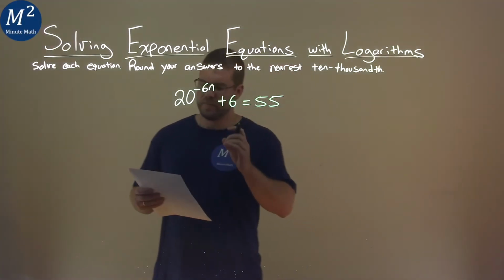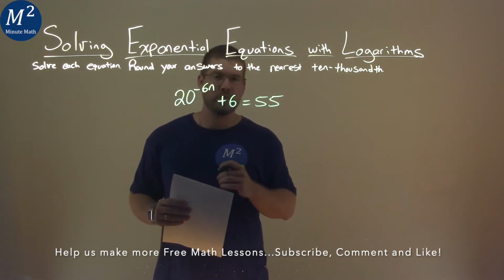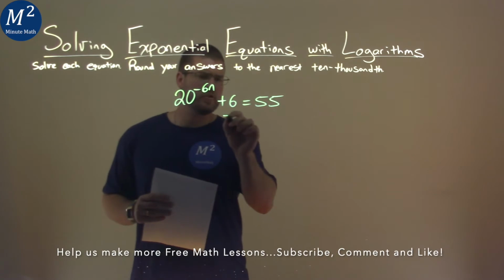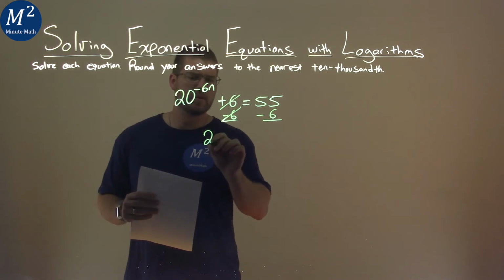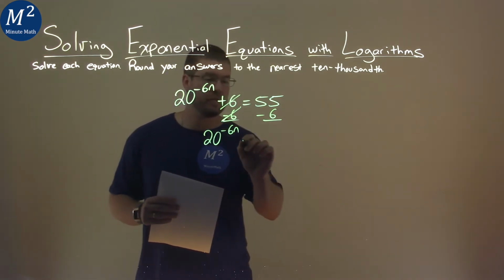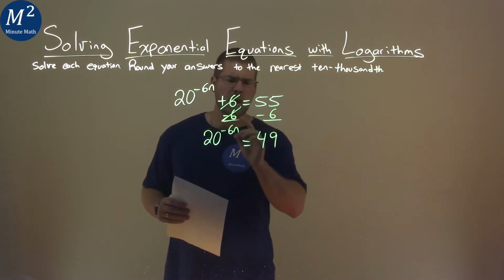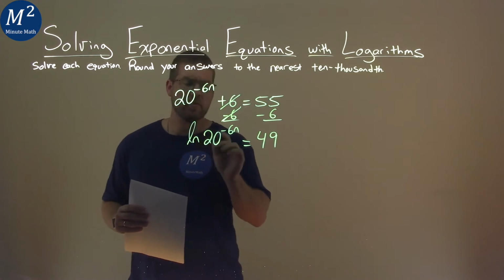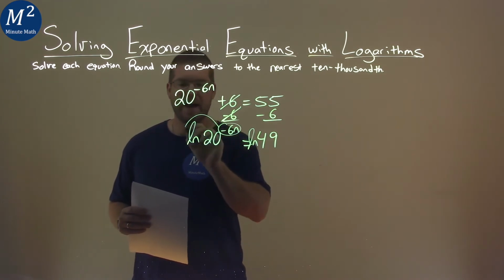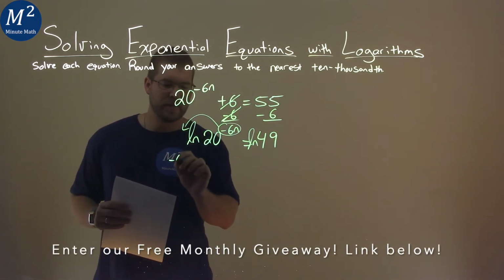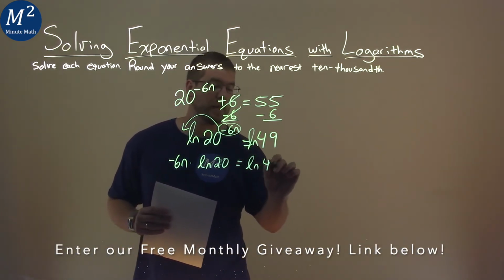We're given this problem right here, 20 to the negative 6n plus 6 is equal to 55, and we need to solve this equation. Well, first thing I want to do is subtract a 6 from both sides of the equation here. That cancels this 6 out, and we're left with 20 to the negative 6n power on the left. That's equal to 55 minus 6, which is 49. But then from here, we're allowed to take the natural log of both sides of the equation. When we do that, our exponent here can come out front with multiplication. So we have negative 6n times natural log of 20 is equal to natural log of 49.